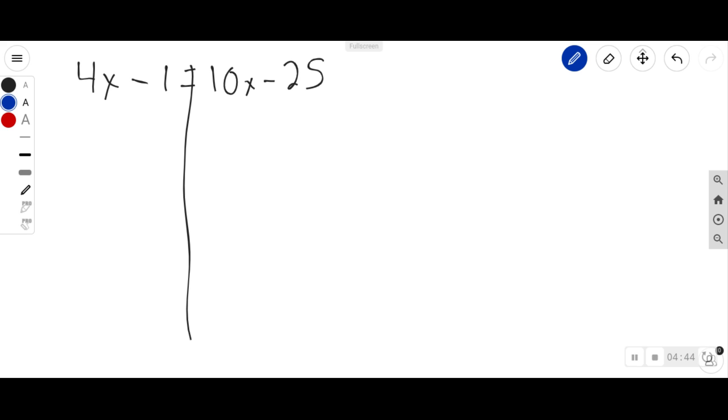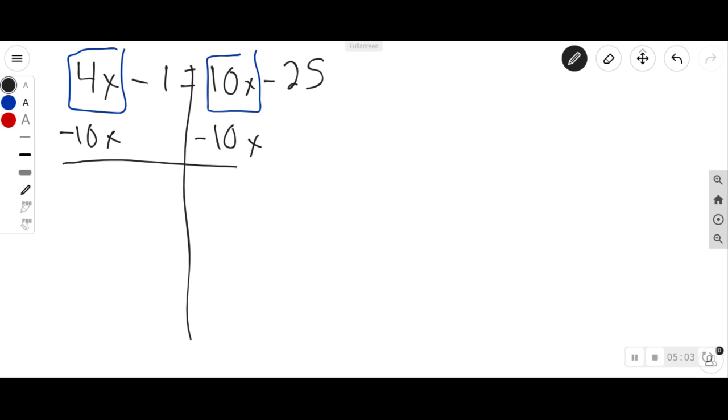Now again, I've got an x on each side. Now my choice this time is I'm going to move the 10x over from the right to the left. It's a positive 10x, so I'm going to subtract 10x. Again, I said before, it doesn't matter. This is a choice you have to make. I want to show you both sides. So 4 minus 10 is going to give us negative 6x. Drop the minus 1 and drop the negative 25.